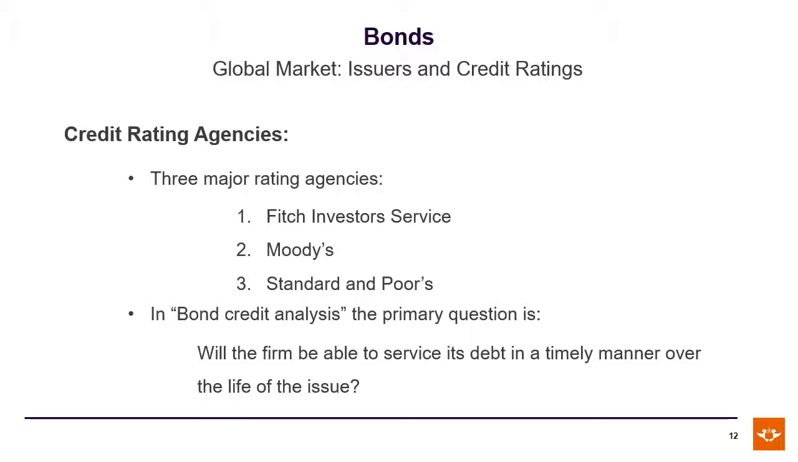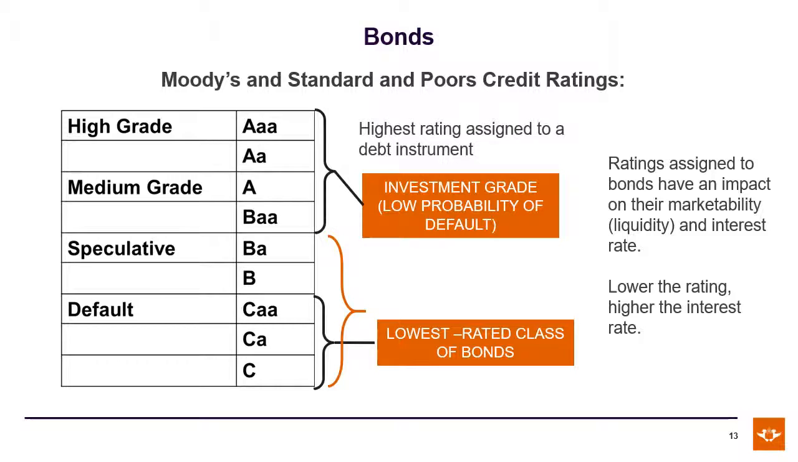Now here we have the credit ratings for Moody's and Standard & Poor's, looking at the different categories. The first four categories are investment grade, which suggests a low probability of default, and beyond that they are speculative and junk. The ratings assigned to bonds have an impact on their marketability and liquidity, and the interest rate that is charged, so the cost of the bond, is affected. So the lower the rating, the higher the interest rate, or the higher the yield that investors require because of the risk.